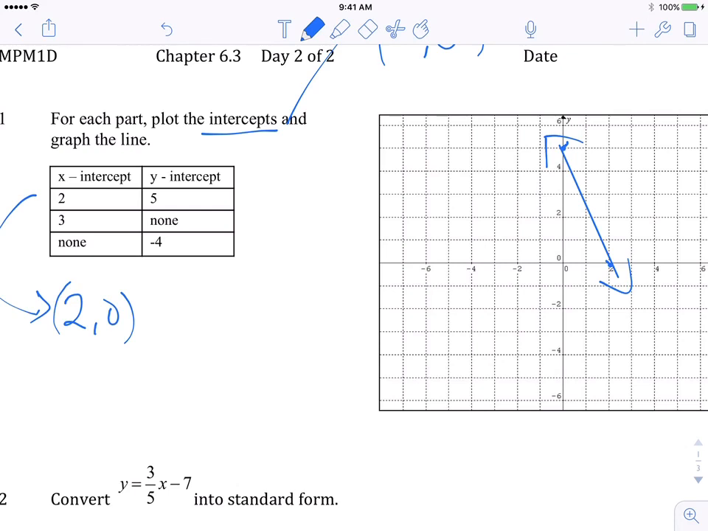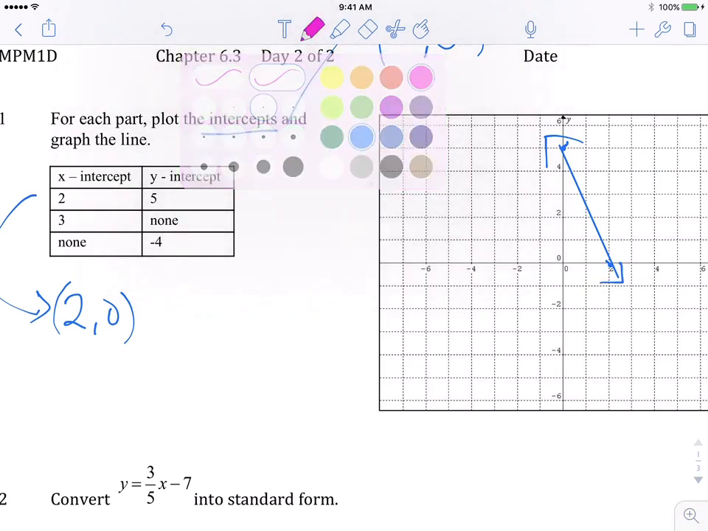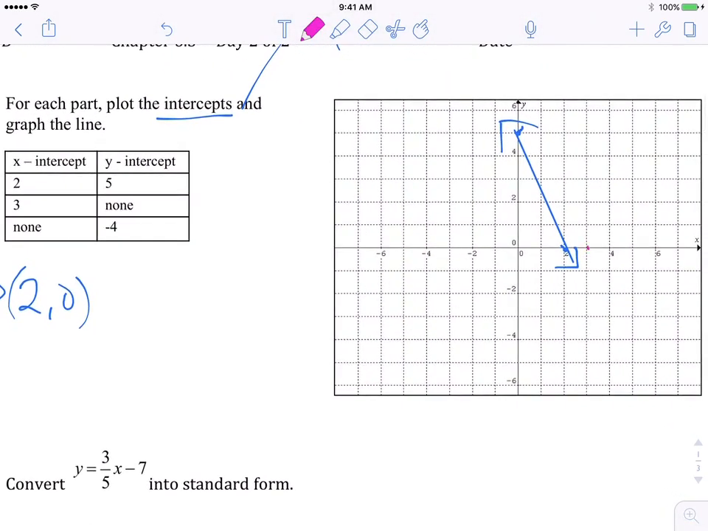If we have an x-intercept of 3, let's try graphing that. I'm going to move this out of the way so we have some room. I'll try a different color. So when the x-intercept is 3 and the y-intercept is none, for it to have no y-intercept, we're going to run vertically. There we are, we're running vertically through x equals 3.